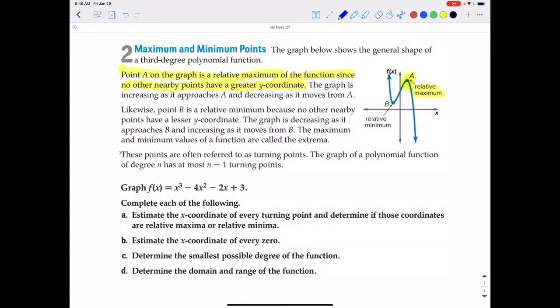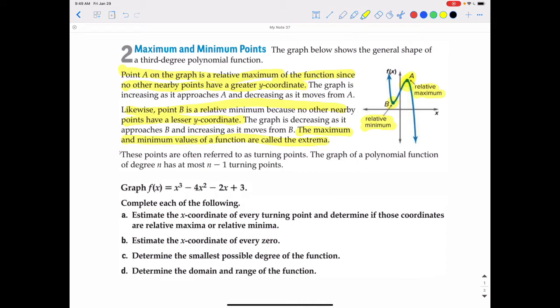Likewise, point B on the graph could be considered a relative minimum. Point B right here is a relative minimum because it is a low point on the graph. It's kind of in a valley. The general term for relative maximum and relative minimum values is extrema. So if you see extrema, they're talking about maximum and minimum values.